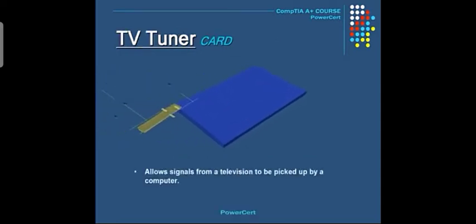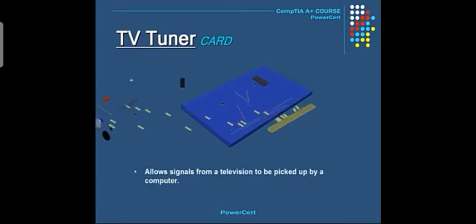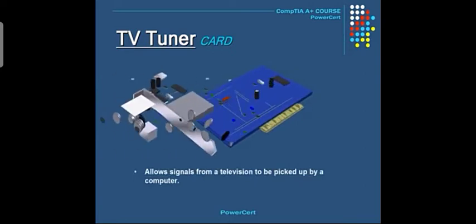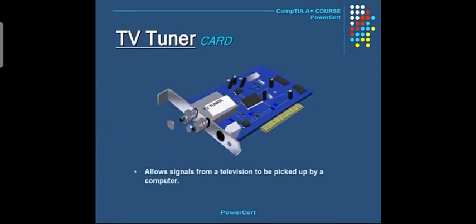And TV tuner cards allow signals from a television to be picked up by a computer, so you can not only watch TV from your computer, but you can also record TV programs and then store them digitally in your computer. In fact, a lot of TV tuner cards also act as a video capture card.